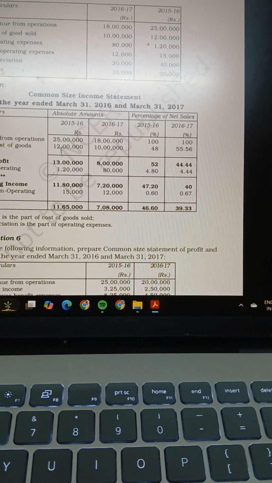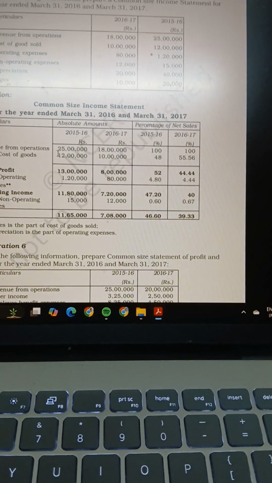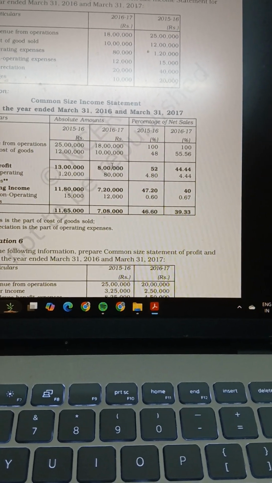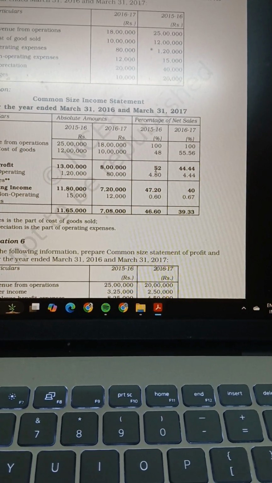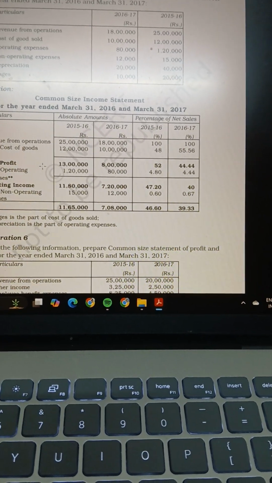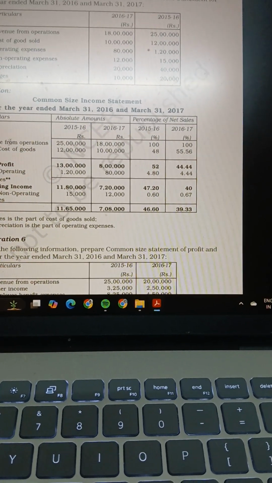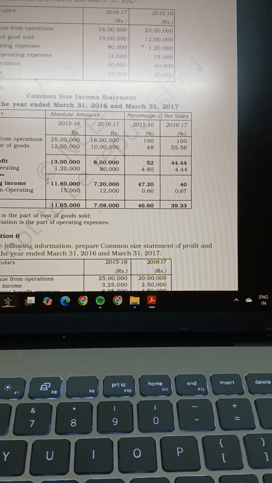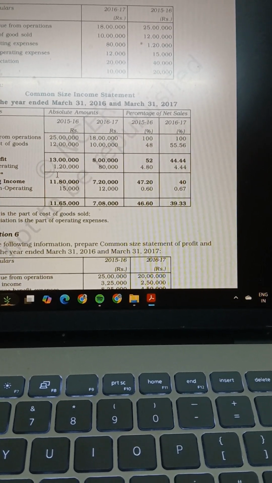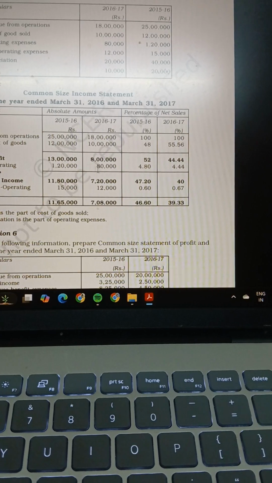Then when we reduce revenues from operations minus cost of goods sold, that will be 13 lakhs, and here it is 8 lakhs. This one will be 52 and 44.44%. Then less operating expenses to arrive at the operating income. It is 1,20,000 and 80,000.